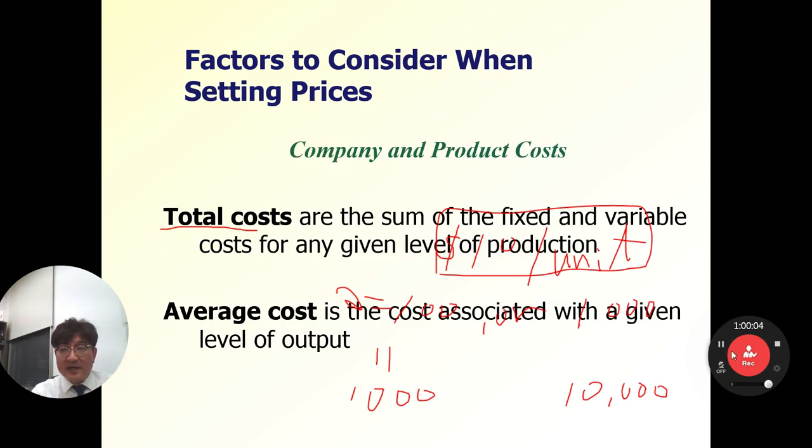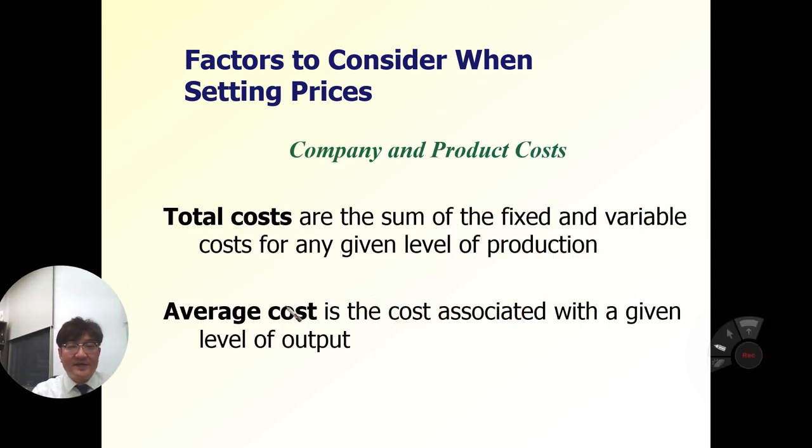Anyway, let's get the eraser. What is the total cost? The total cost is the sum of fixed and variable cost for any level of production. So you can calculate the total cost at a given level of production, for example at a production level of 30,000. Then the total cost is going to be different when you make 40,000 or something like that. The average cost is you divide this total cost by the number of units.